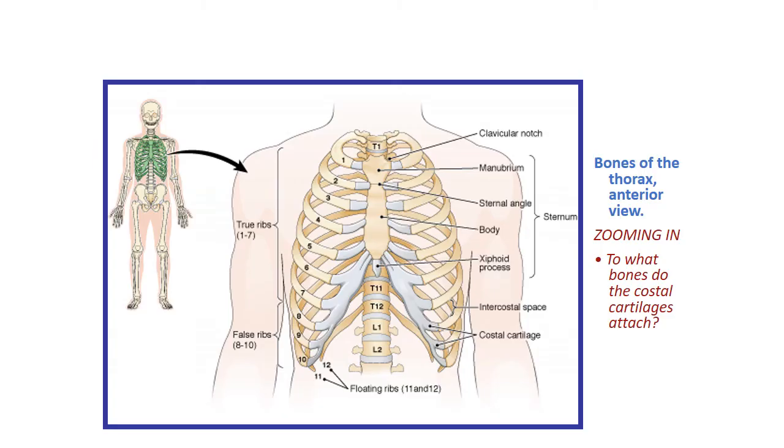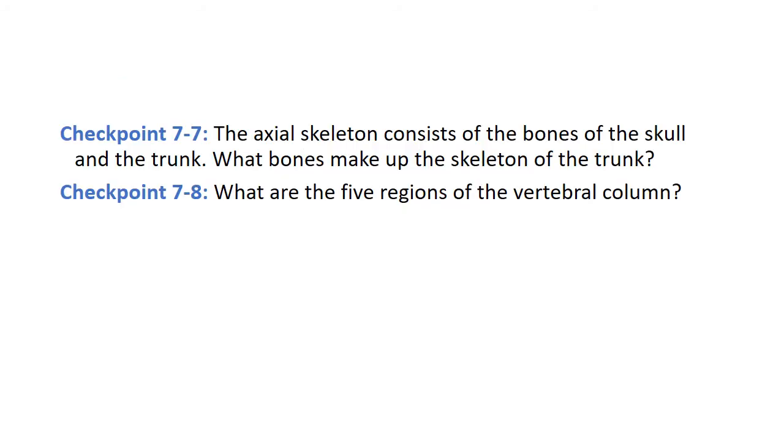Here we see the rib cage, and we see the sternal notch, the manubrium, the body of the sternum, and the xiphoid process. Here's our checkpoint. It says the axial skeleton consists of bones of the skull and trunk. What bones make up the skeleton of the trunk? We just learned that, and that's something that you can review. And another checkpoint: what are the five regions of the vertebral column?